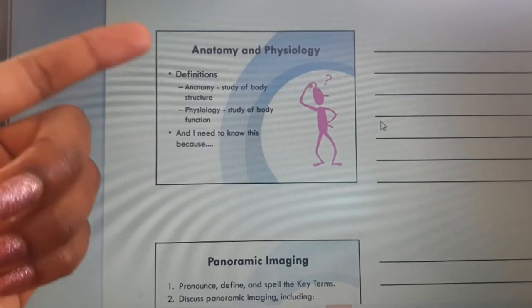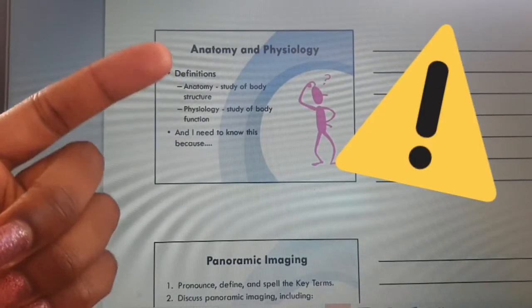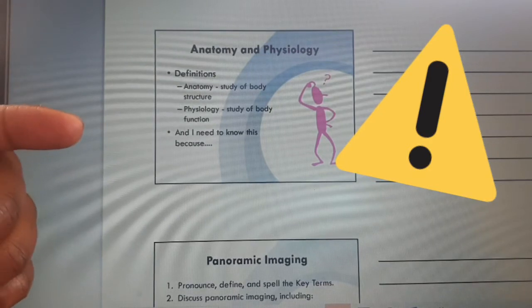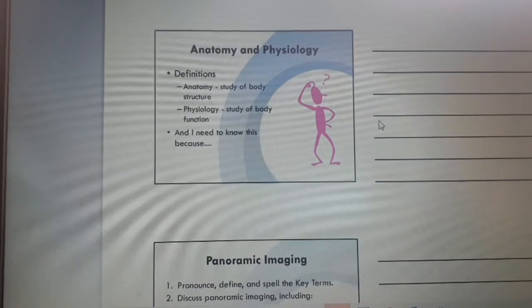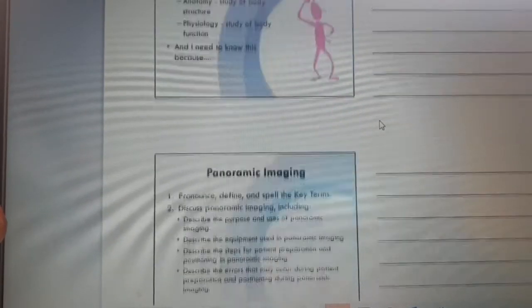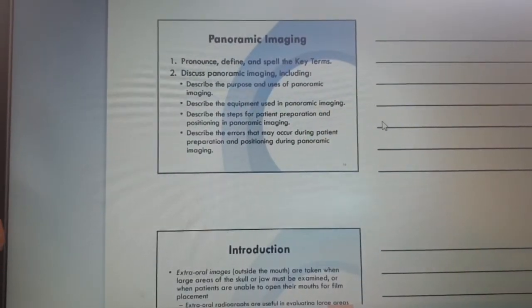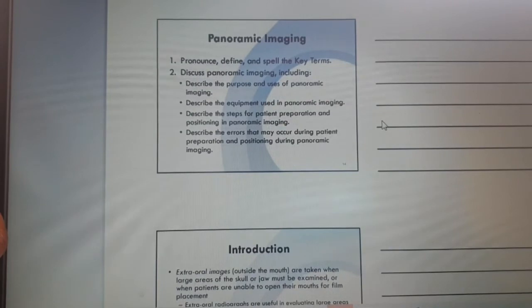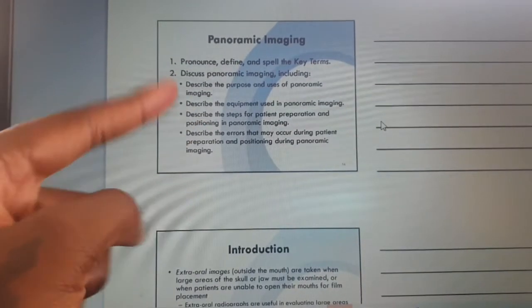Two other very important definitions, ladies and gentlemen, are those of anatomy as well as physiology. So anatomy is the study of the body structure, and then physiology being the study of body function, how the body functions. So you're basically asking yourself, why do I need to know this? First, ladies and gentlemen, in terms of radiographs, you can paint a more holistic picture once you know what's actually going on. So this is very, very, very important, ladies and gentlemen.